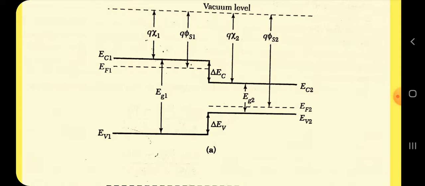The electron affinity is the energy required to remove an electron from the bottom of the conduction band EC to the vacuum level. The difference in the energy of the conduction band edges in the two semiconductors is represented by delta EC, and the difference in energy of the valence band edges is represented by delta EV. We can see in this diagram that delta EC is equal to q chi 2 minus chi 1, and delta EV is equal to Eg1 plus q chi 1 minus Eg2 plus q chi 2, that is equal to delta Eg minus delta EC, where delta Eg is the energy band gap difference, delta Eg is equal to Eg1 minus Eg2.